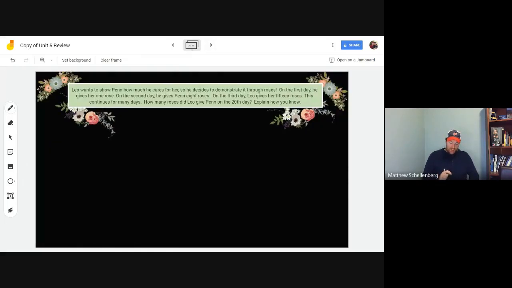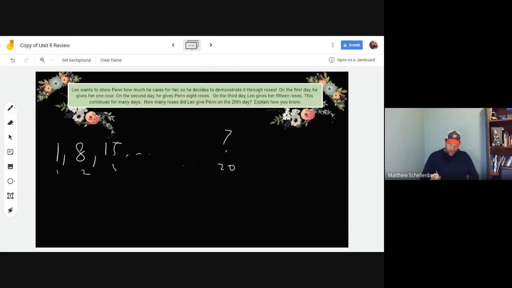Leo wants to show Penn how much he cares for her, so he decides to demonstrate it through roses. On the first day, he gives her 1 rose. On the second day, he gives her 8 roses. On the third day, 15. This continues for many days. How much did he give on the 20th day? So this is the first day, the second day, the third day, and so on. The 20th day, what is it?